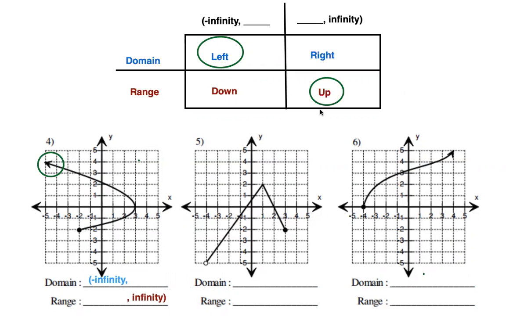Now I need that right side of the graph. That's over here at positive 3 with no open circles, which tells me to use a bracket. The bottom of my graph is at negative 2. Again, no open circles, so I use a bracket as well.